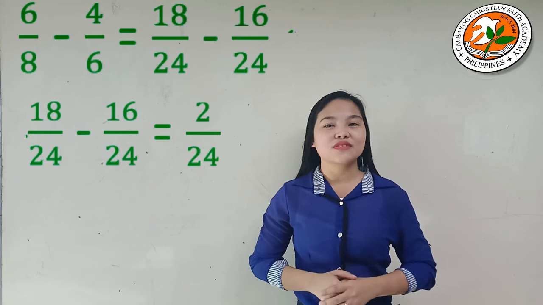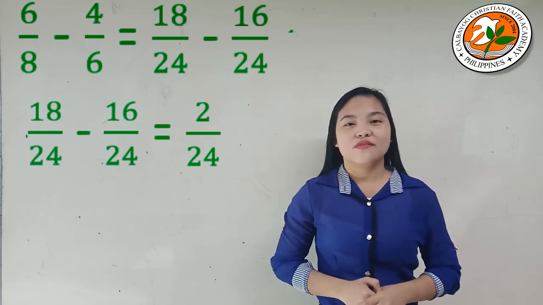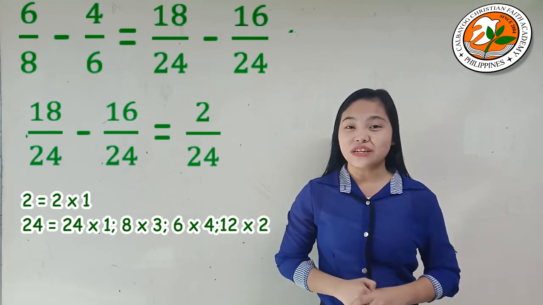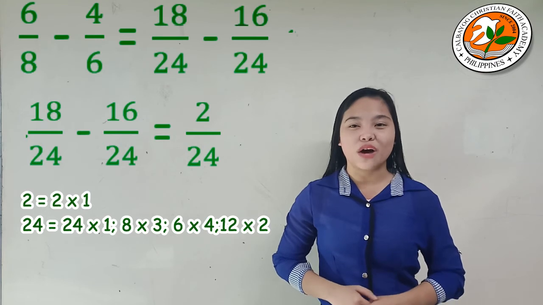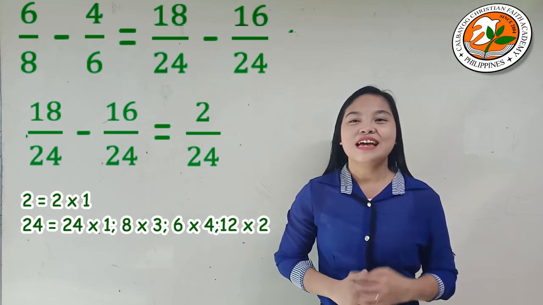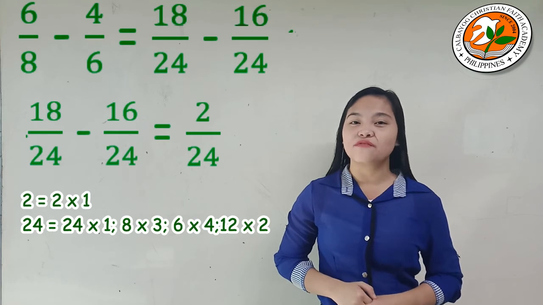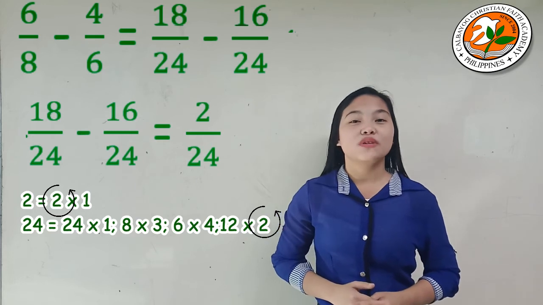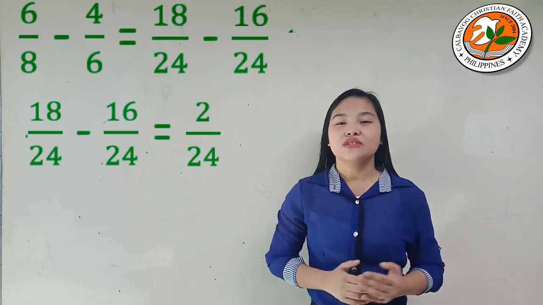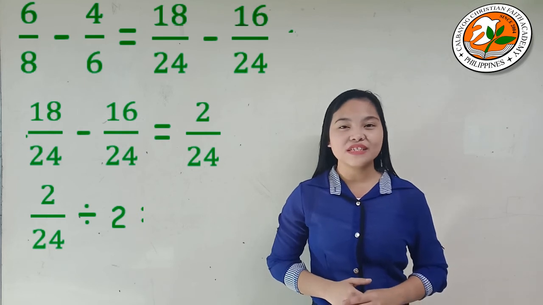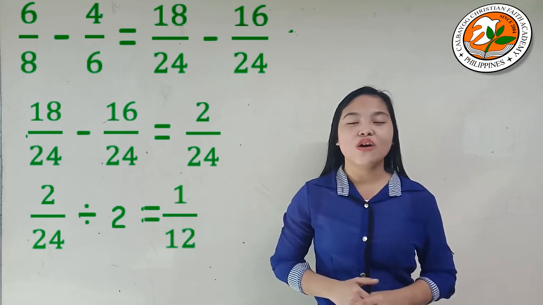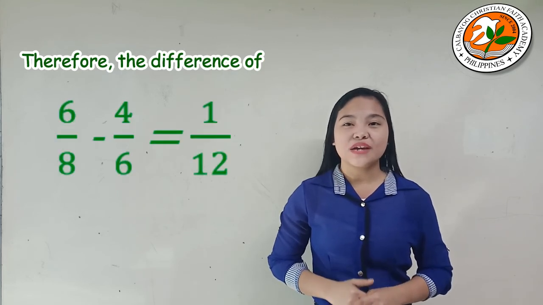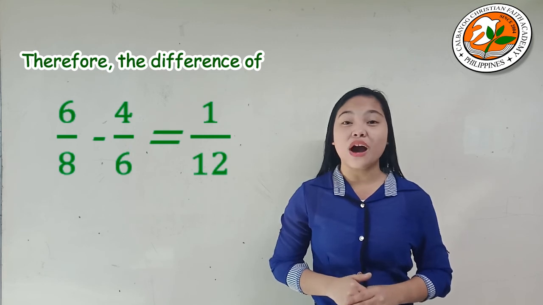But first, let's factor 2 and 24. The factors of 2 are 2 times 1. The factors of 24 are 24 times 1, 8 times 3, 6 times 4, and 12 times 2. Now, we have the common factor of 2 and 24, which is 2. So let's divide. 2 over 24 divided by 2 is equal to 1 over 12. Therefore, the difference of 6 over 8 minus 4 over 6 is equal to 1 over 12.